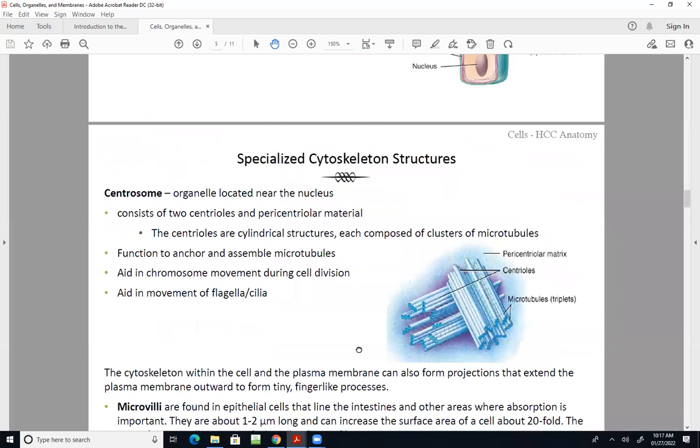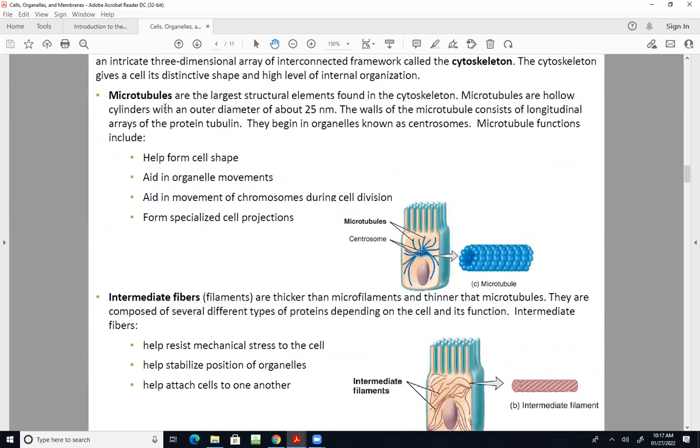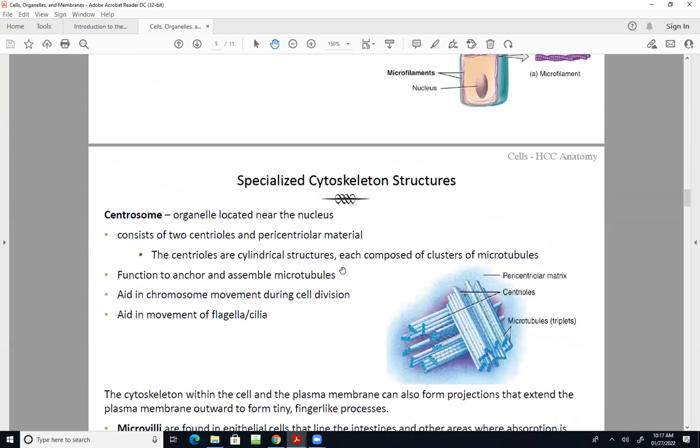All right, centrosomes, which I was just talking about with regards to microtubules, because that's where they begin. Centrosomes are organelles located very near the nucleus. Structurally, they consist of two centrioles and pericentriolar material. You can see those labeled over here. Centrioles are cylindrical structures composed of clusters of microtubules. Even though they're very small organelles, they're very complicated three-dimensionally.